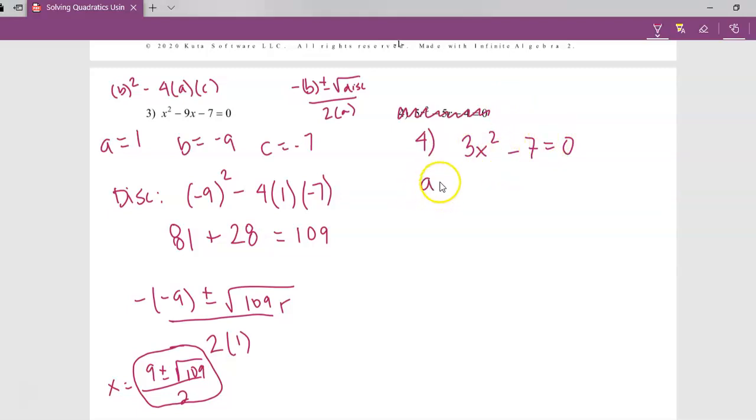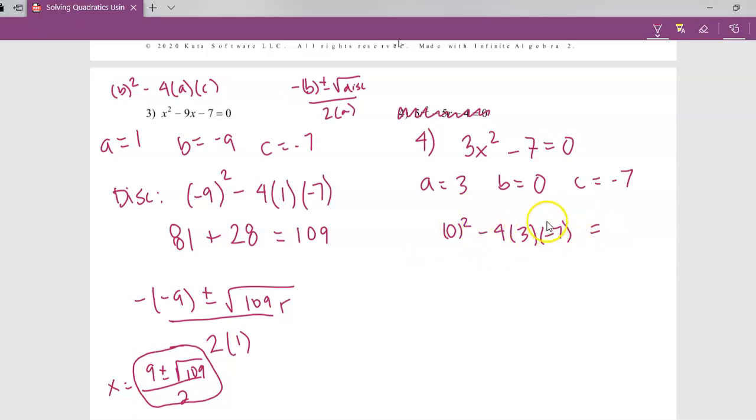So in this case, a would be equal to 3, b is equal to 0, and c is equal to -7. And then you just proceed as normal. We're going to find the discriminant first, which would be b squared. So 0 squared minus 4 times a times c, which would come out to, my 0 goes away, but I still have that 0 minus this stuff.